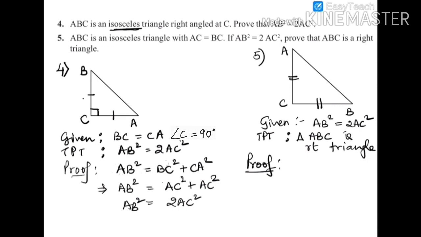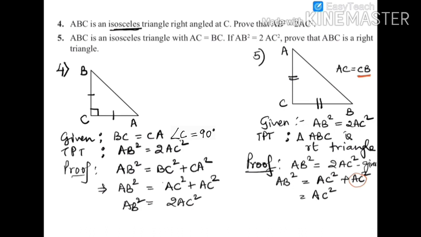Let's start with what we are given. AB square is equal to 2AC square. We can write 2AC square as AC square plus AC square. But we know that AC is equal to CB. This is given. So let's replace one of the AC terms in this equation with CB. So we get AC square plus CB square. Now look at this equation. We have AB square equal to AC square plus CB square.